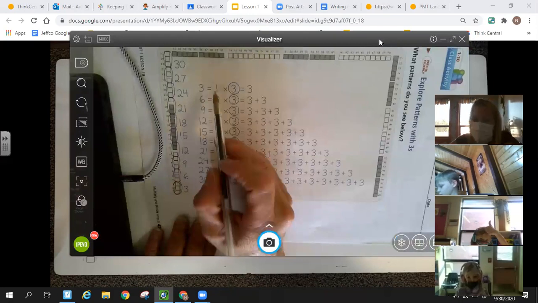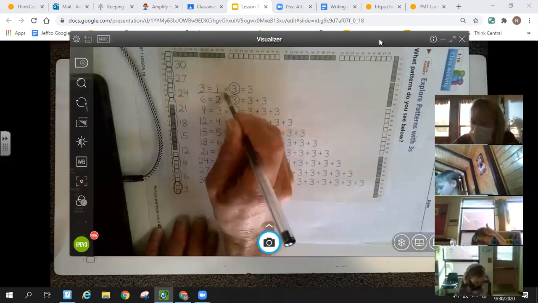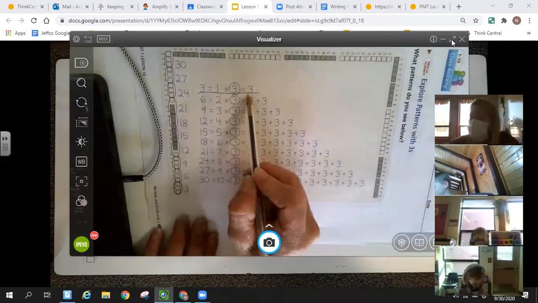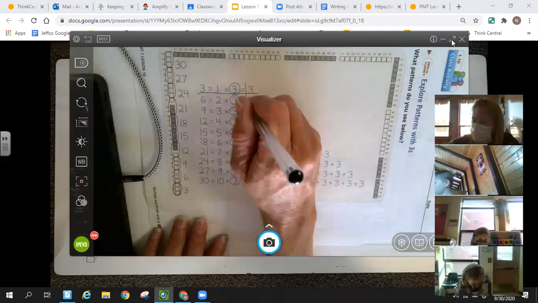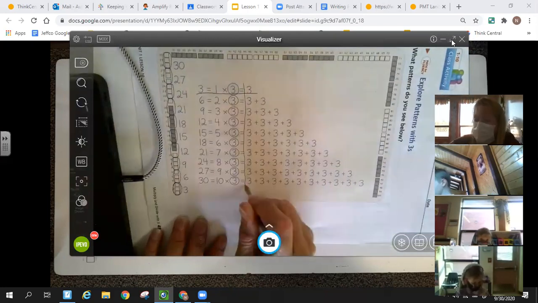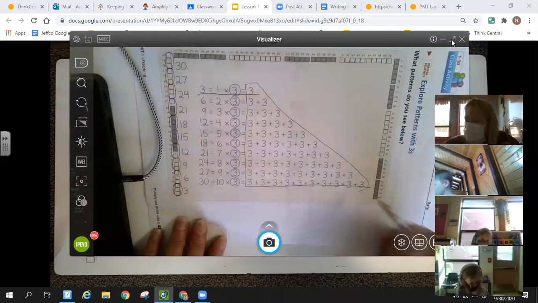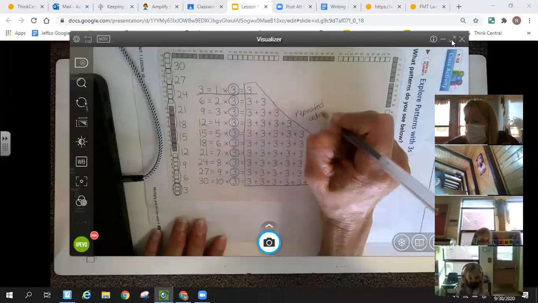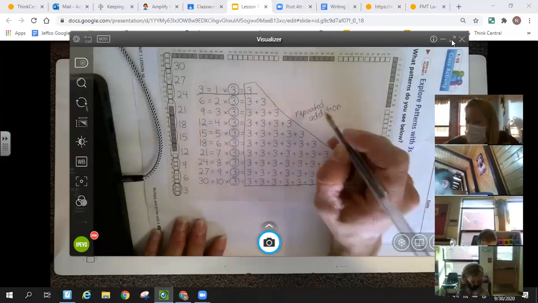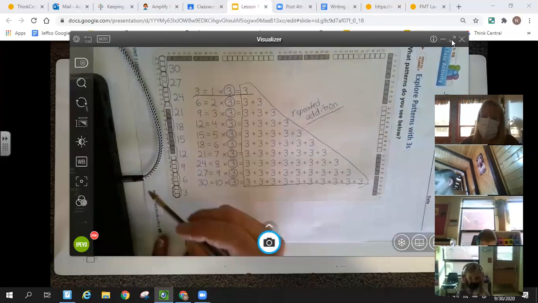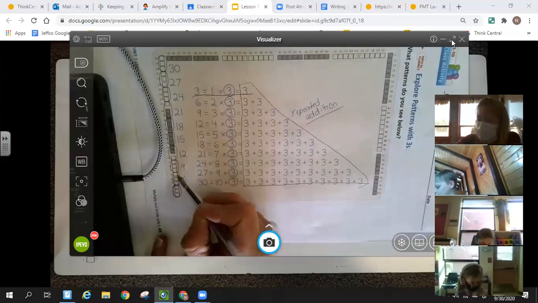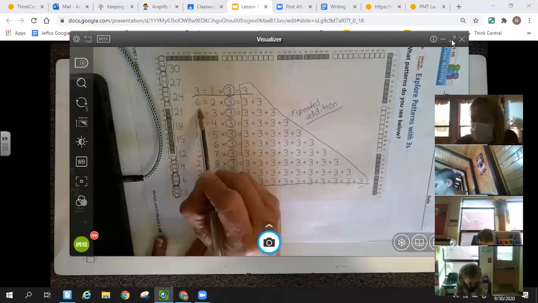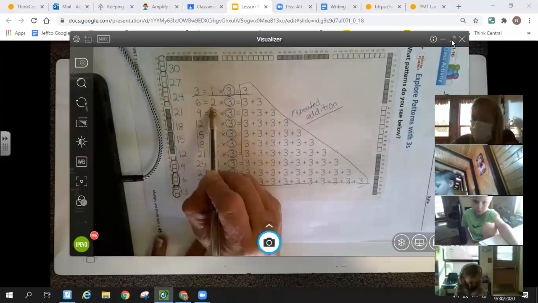So that would be 3 equals 1 times 3, which is the same as 3, right? You don't have to write this part. Don't worry about writing this. I just want you to see that multiplication is repeated addition, right? Multiplication is repeated addition. Your second count by should be 3 plus 3, which would be 6. So 6 equals 2 times 3.